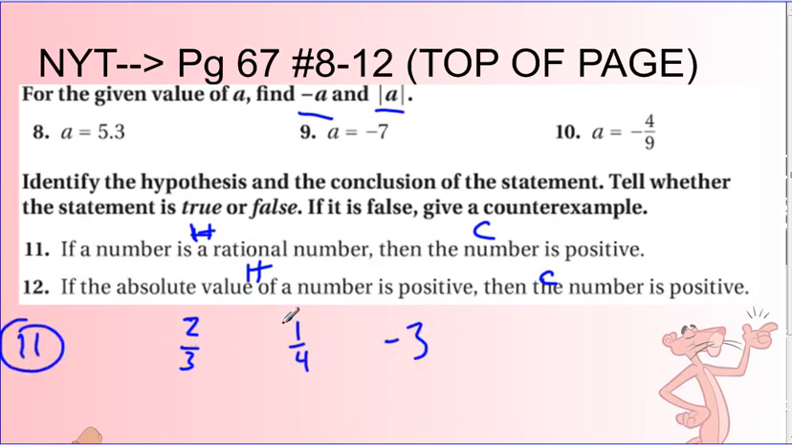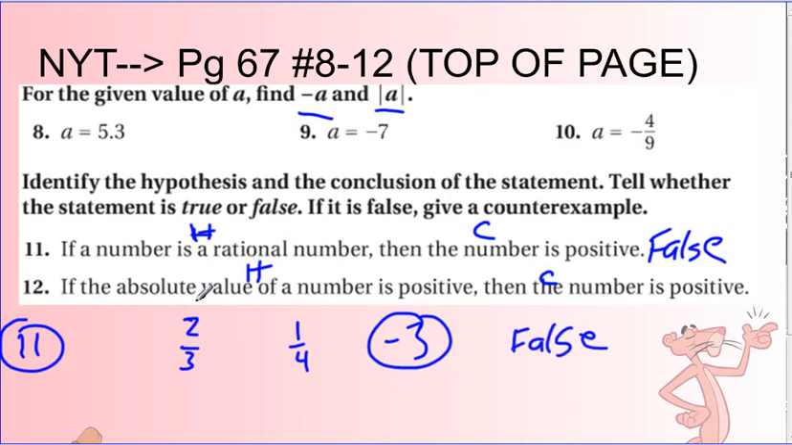So if a number is rational, then the number is positive. Now, this one says right there, it does not have to be positive. So this is false, because rational numbers are allowed to be positives or negatives. So that is false, and I have a counterexample. -3 is a rational number, and it is not positive.